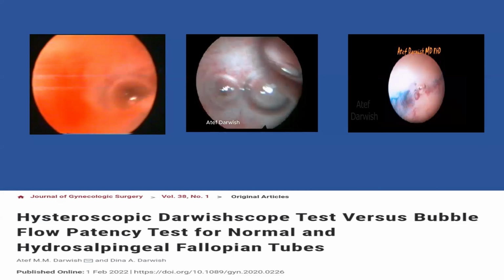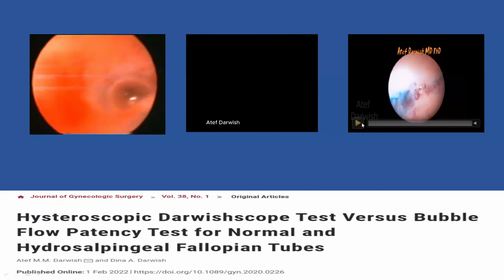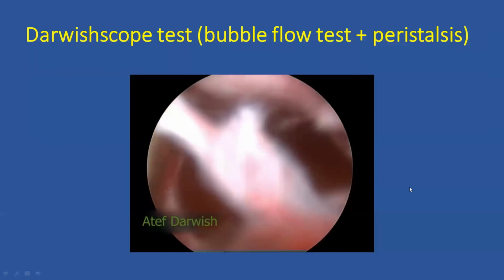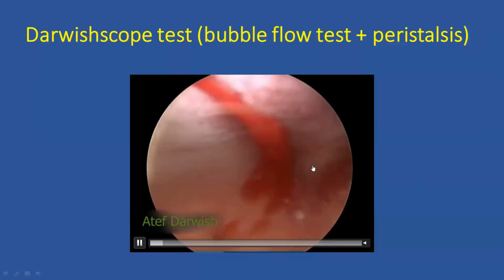So this is negative bubble flow test in a case. And this is another case of negative bubble flow test, but this negative test is due to anatomic cause, which is polyp occluding the ostium. And this actually was not a case in our study, but to demonstrate the negative can be physiologic and can be anatomic due to a polyp inside the ostium or the Darwish triad.